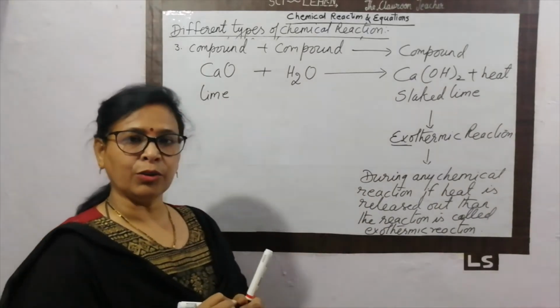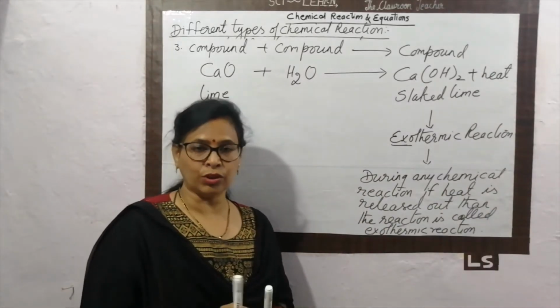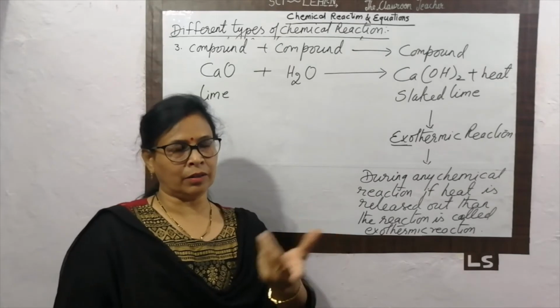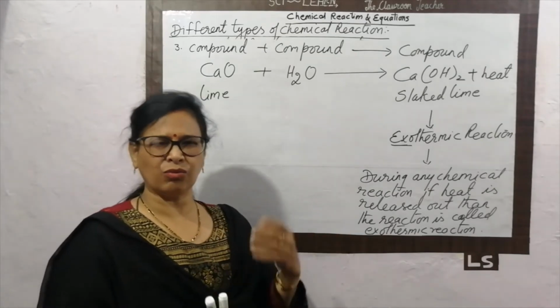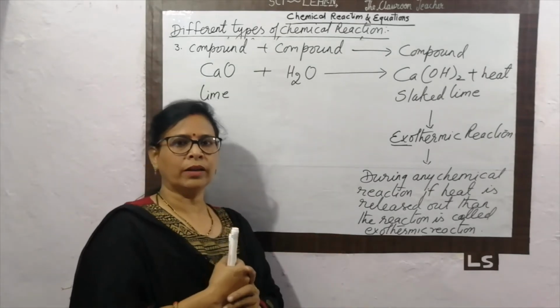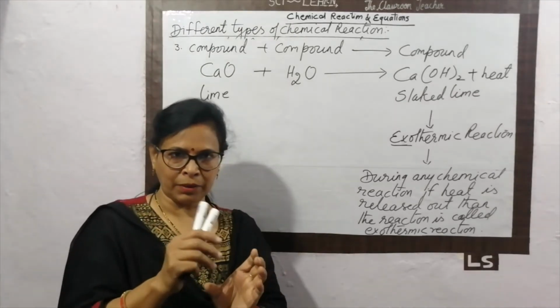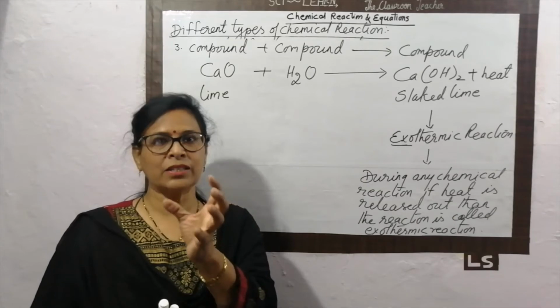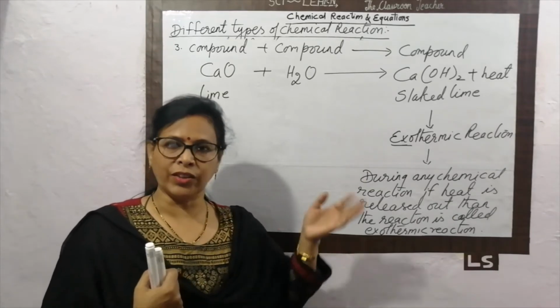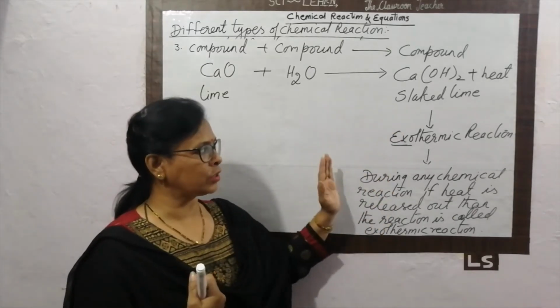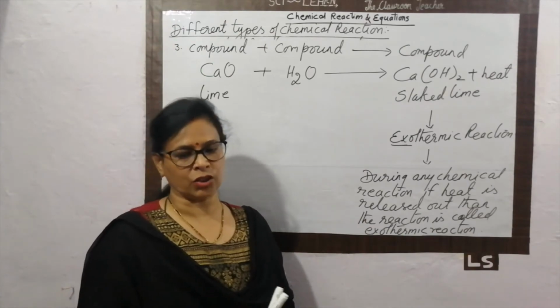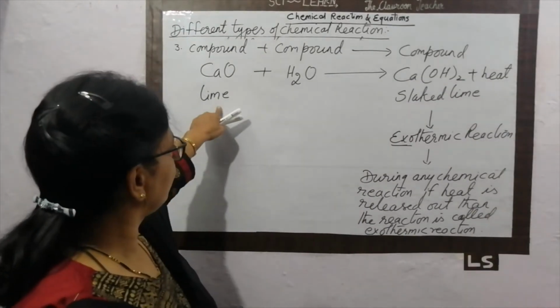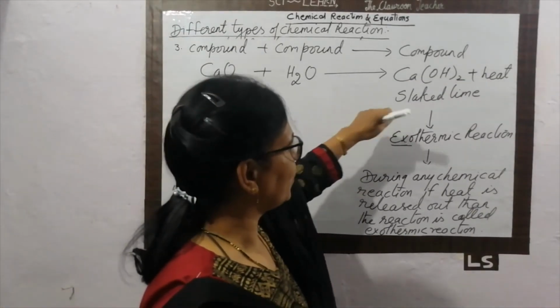A simple example is there. You know it very well. If you don't know about that, take one old metal glass, not a new one. Put some chuna, lime, that is calcium oxide, and water in it. You are able to feel the warmness of that process. When the process is performed, heat is released, so it is called an exothermic reaction. It is also a combination, where a compound combines with a compound to form slaked lime.